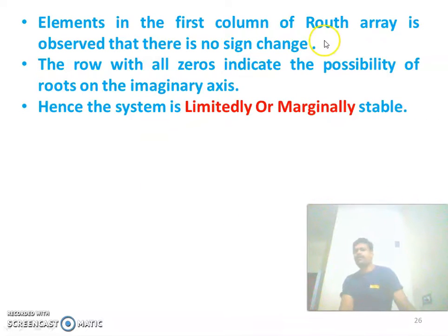So in the first column all the elements are positive. The elements in the first column, there is no sign change. The row with all zeros indicates the possibility of roots on the imaginary axis. So if you are getting a whole row as zeros, then it indicates that you have roots on the imaginary axis and the system is limitedly or marginally stable. How is the system? The system is limitedly or marginally stable.